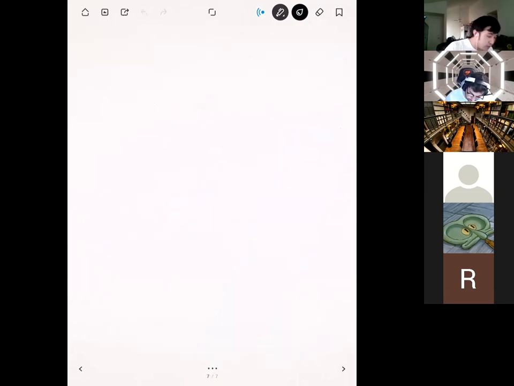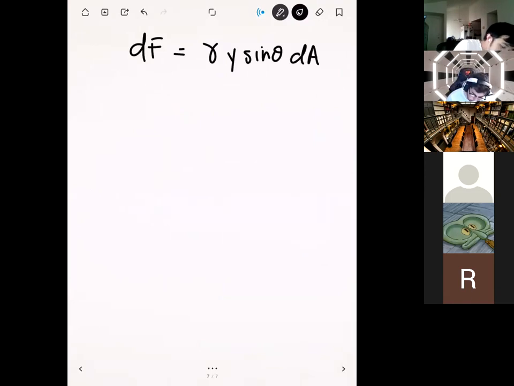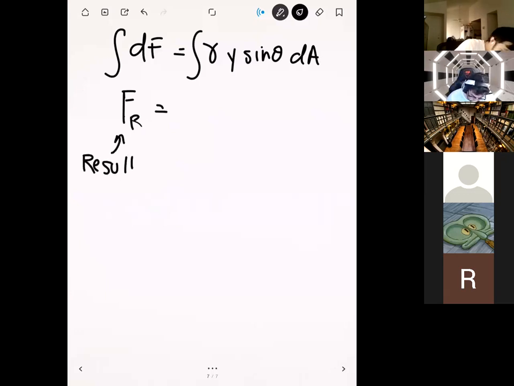And so let's integrate this guy. Okay, so we have dF is equal to gamma y sine theta dA. And so by integrating the left-hand side, what we get is F_R. And so this is the resultant force. That's basically what we're looking for: an expression for the resultant force over the entire surface.